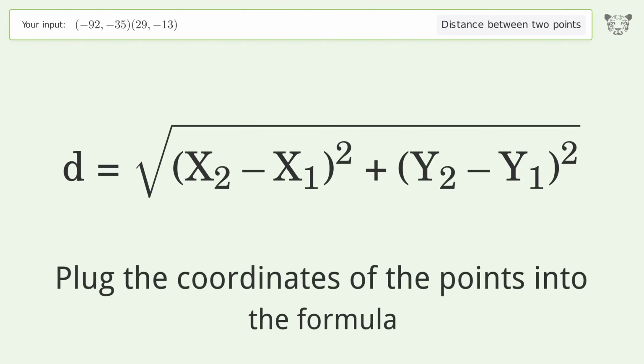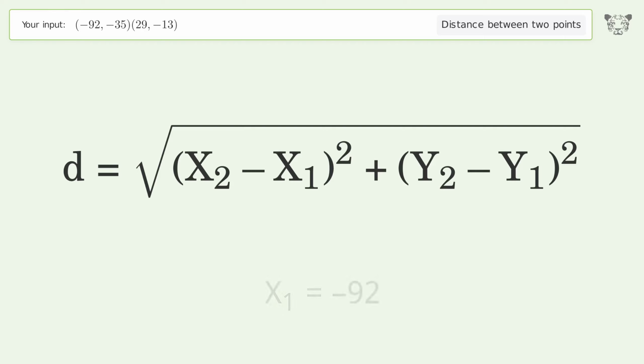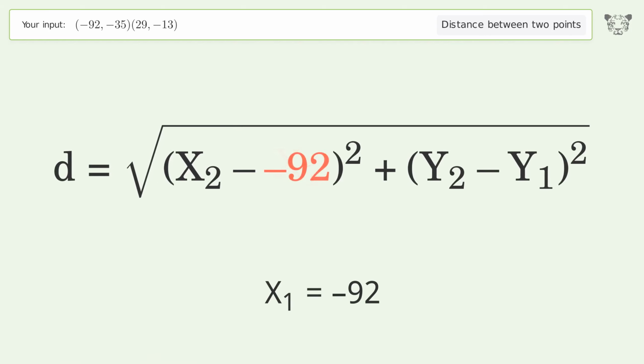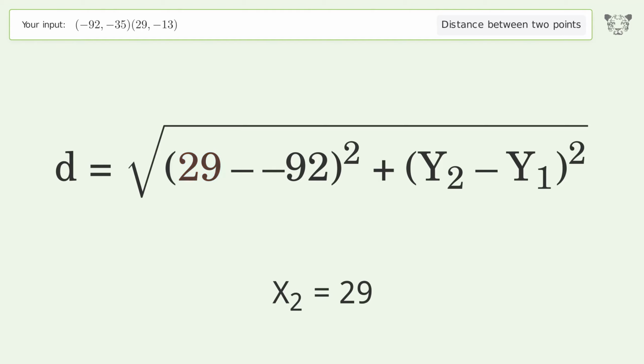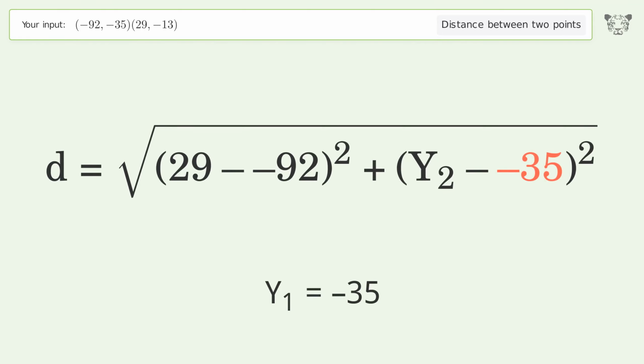Plug the coordinates of the points into the formula. x1 equals -92. x2 equals 29. y1 equals -35. y2 equals -13.